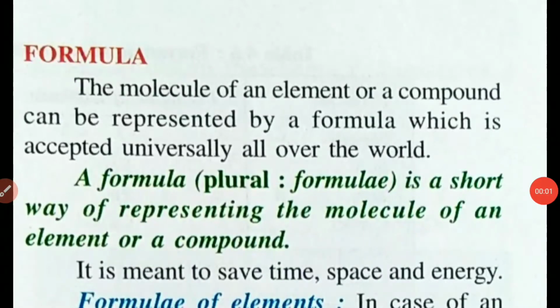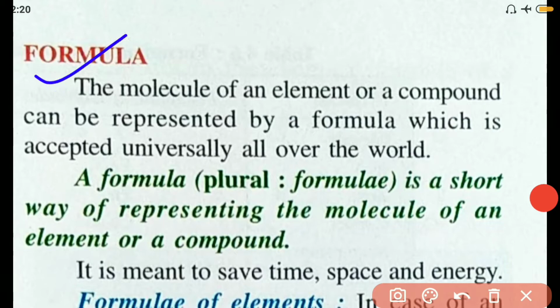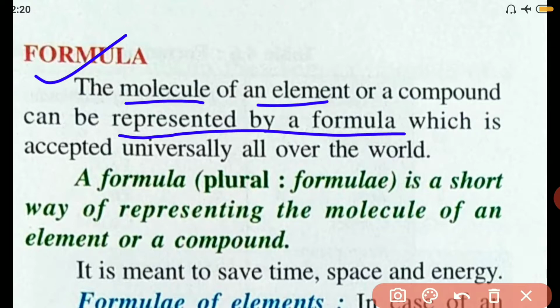This video is for class 6 chemistry and today's topic is formula. The molecule of an element or a compound can be represented by a formula which is accepted universally all over the world. Now, why should it be represented by a formula? Because a formula is the short form of a molecule of an element or a compound. A formula is a short way of representing the molecule of an element or a compound.